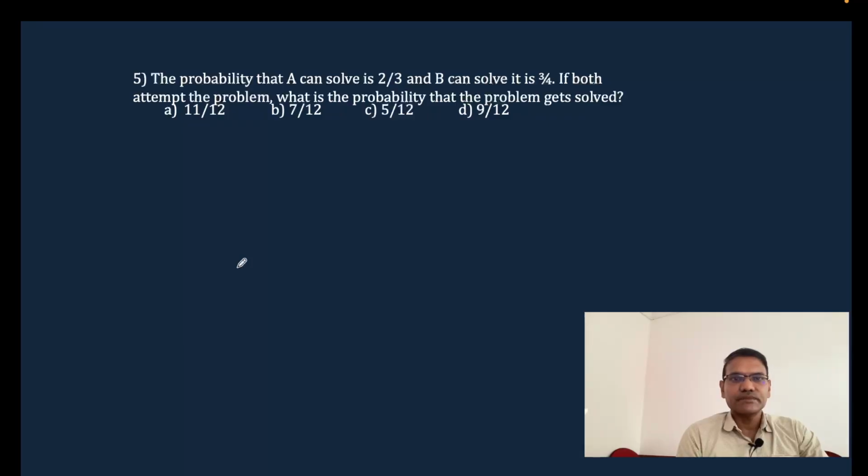Next question, in a similar model: the probability that A can solve a problem is 2/3 and B can solve the same problem is 3/4. If both attempted the problem, what is the probability that the problem gets solved? Okay, the given information is that A can solve the problem with probability 2/3, and B can solve the same with 3/4.